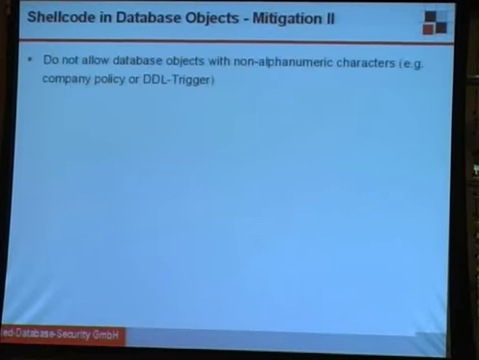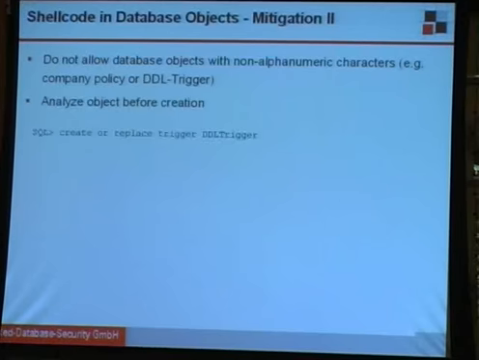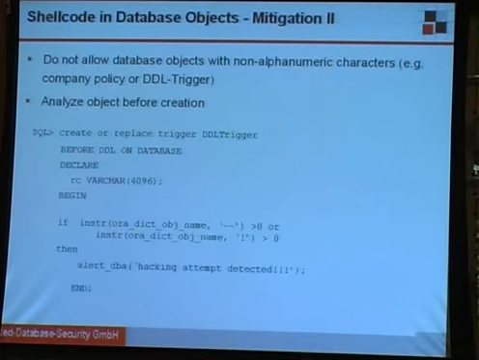Another possibility in Oracle, there's a concept called DDL trigger. So whenever someone creates an object, it's possible to run PLSQL code. And here, this is a DDL trigger. So we say before creating a DDL statement, we are checking if the dictionary name contains a minus minus or an exclamation mark. And if this is the case, we are sending an alert or whatever to the DBA. So using this, you can at least mitigate the risk.